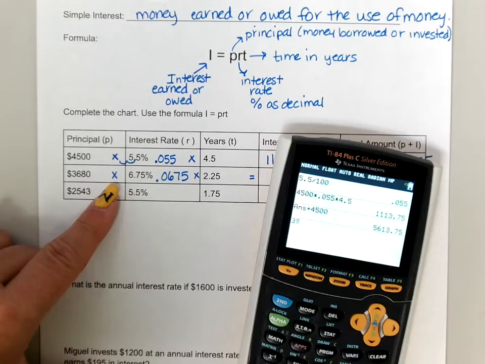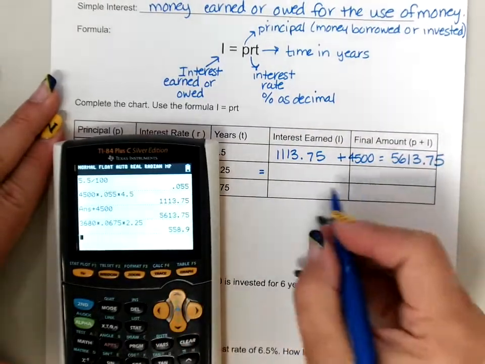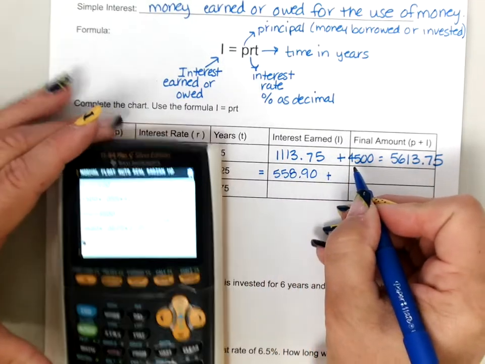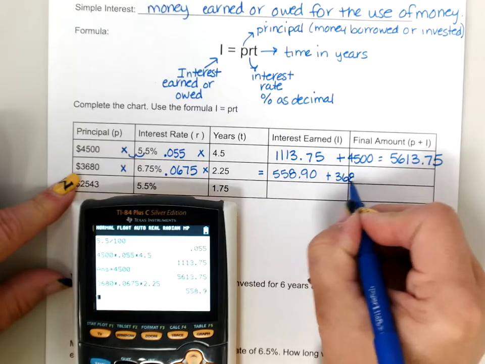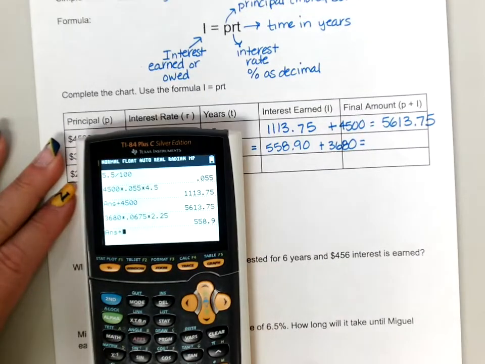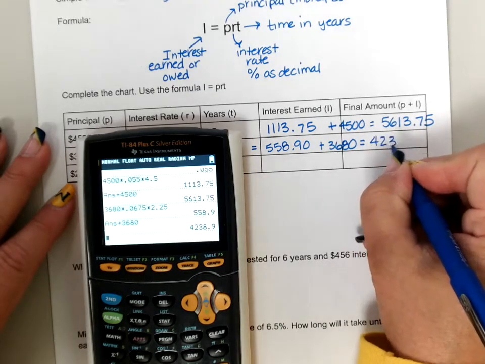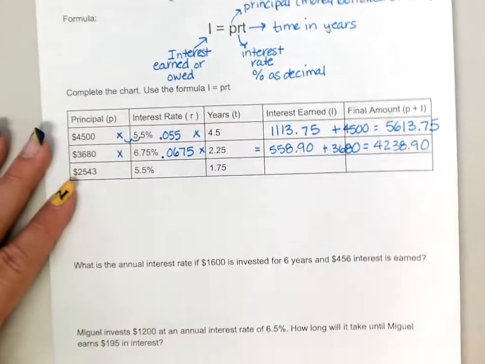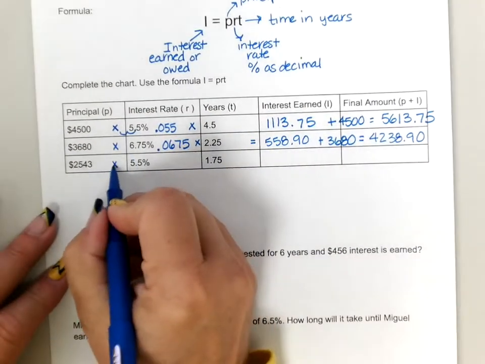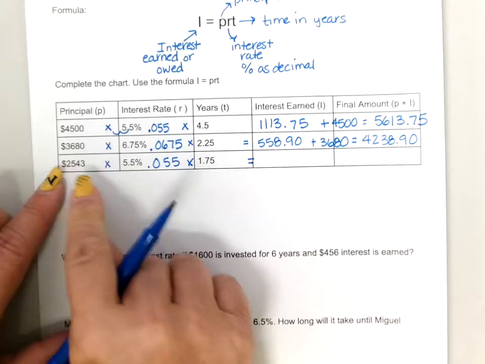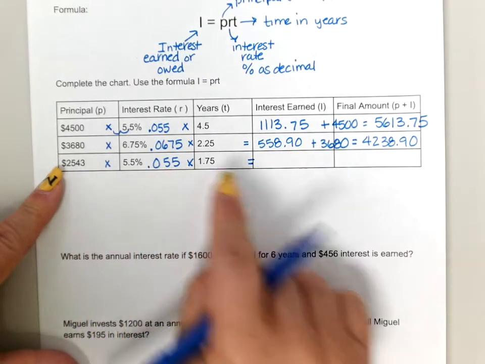So we're going to do the 3680 times 0.0675 times 2.25, and we will get $558.90. We will add the initial investment of $36.80. So I will add $36.80, and I will get a total of $4,238.90. All right, let's find one more. 0.055 again. We're going to times the principal, interest rate, and years.